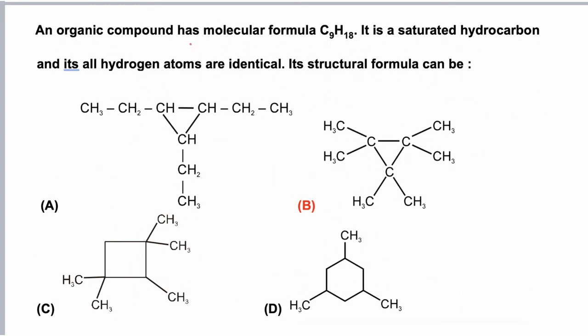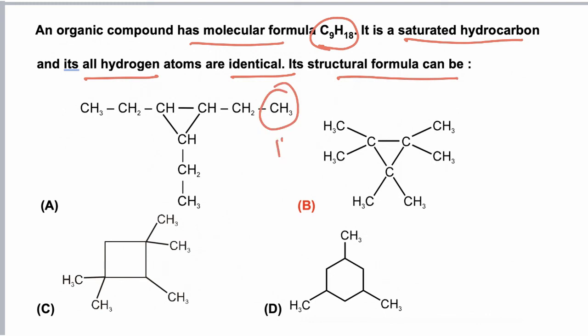An organic compound has molecular formula C9H18. It is saturated hydrocarbon and all hydrogen atoms are identical. Identify its structural formula. So we have to find the molecule which is having molecular formula C9H18 and it must contain all hydrogen identical. So if we take first molecule, this molecule is having 1 degree hydrogen as well as 2 degree hydrogen as well as 3 degree hydrogen. So this is not correct structure.